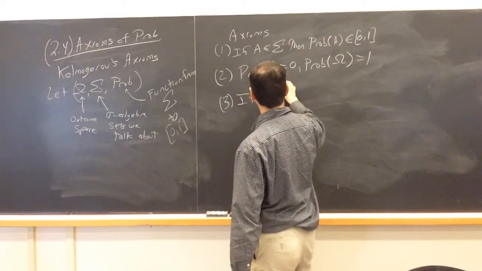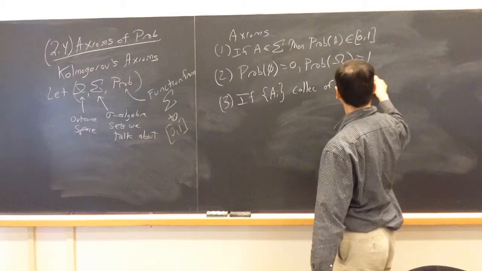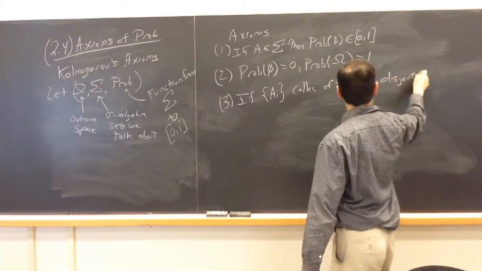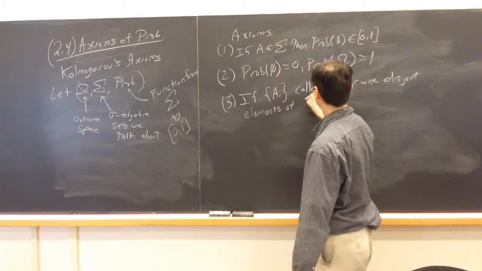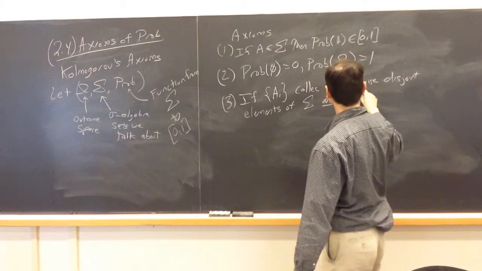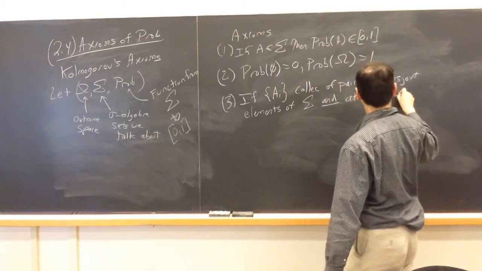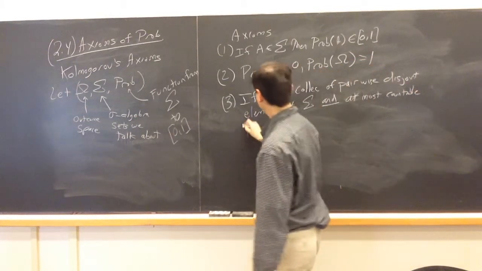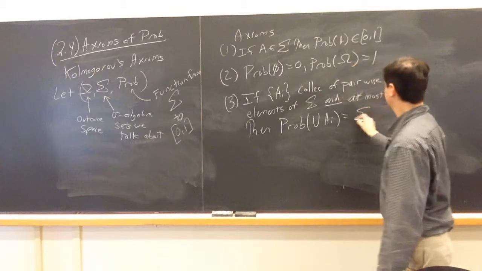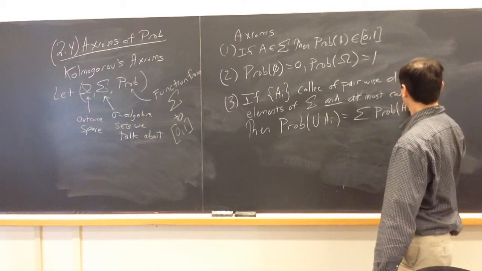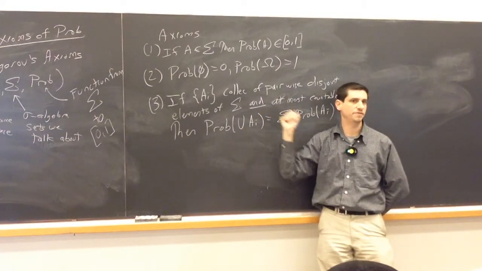If A_i is a collection of pairwise disjoint elements of sigma and countable, well, I'll say at most countable, then the probability of the union of the A_i is the sum of the probability of the A_i. So at most countable means I'm allowed to consider a finite collection of sets.